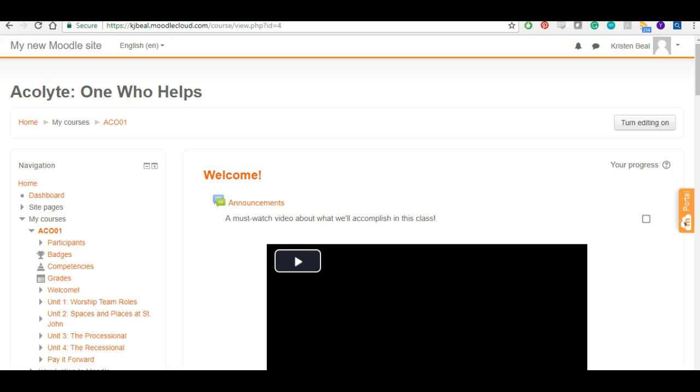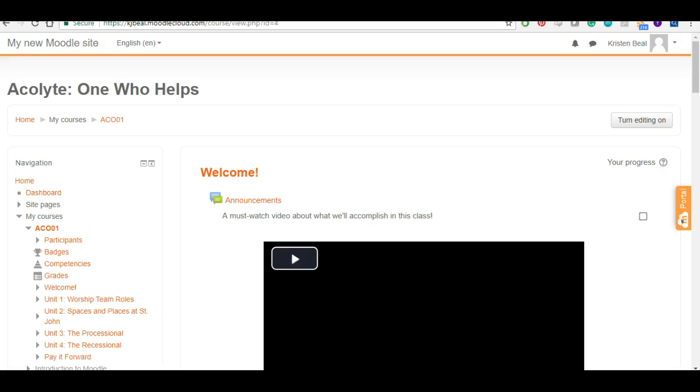This unit was created for use in training 11 to 13-year-olds on how to become an acolyte at St. John Lutheran Church, Windfall. There were 4 units to the instruction, and they were worship team roles, spaces and places, the processional, and the recessional. So I wanted to take you on a quick tour of the units that I designed and give you a look into the modules that I created for this unit of instruction.